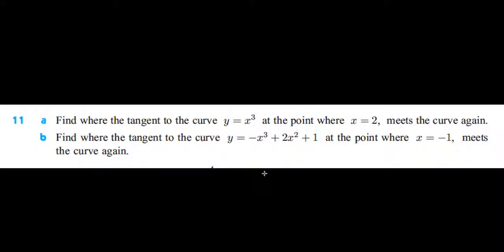In this video, I'm going to show you how to solve a problem like 11b. Find where the tangent to the curve y equals negative x cubed plus 2x squared plus 1 at the point where x equals negative 1 meets the curve again. So to start out, we're going to plot using our calculators y equals negative x cubed plus 2x squared plus 1.